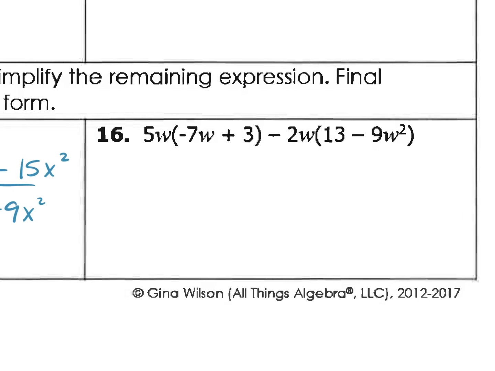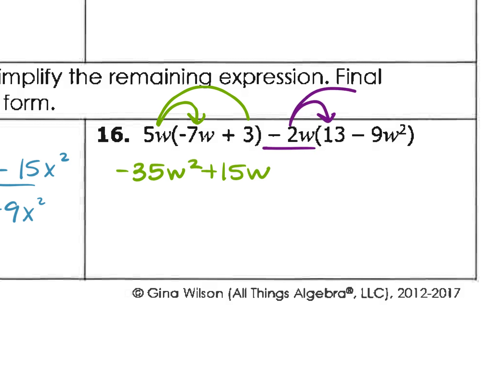Okay, 16. Distribute this. You get a negative 35, what? W squared. Are you taking notes right now? You should take notes right now. W squared, and then 5w times 3 is 15w. Okay, then you have this guy that needs to get distributed also.